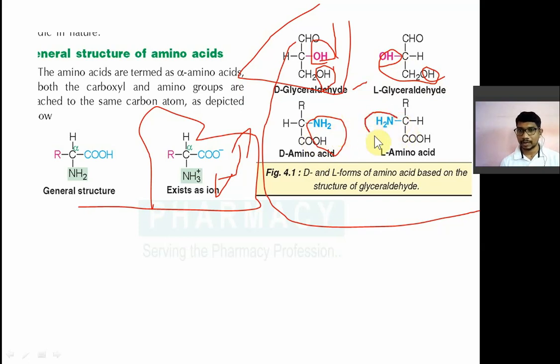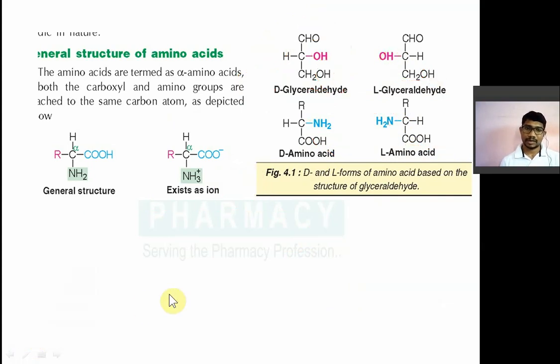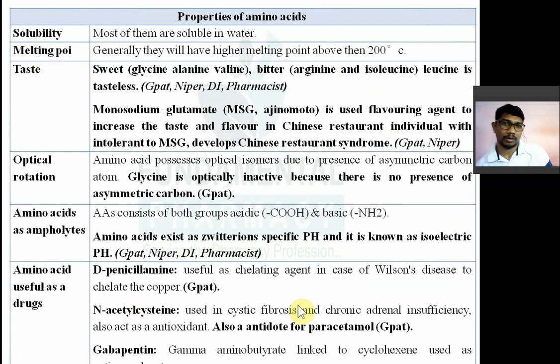Properties of amino acids. What are the different properties of amino acids? We'll see the physical properties, chemical properties, etc. First one is solubility. Most amino acids are soluble in water. Then melting point. They have a high melting point, over 200 degrees Celsius.